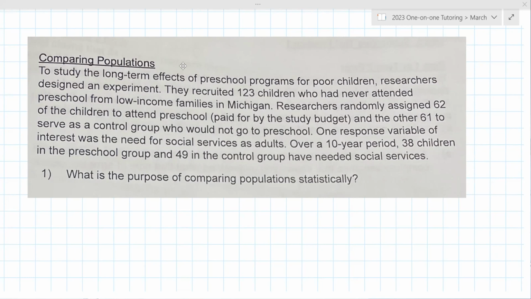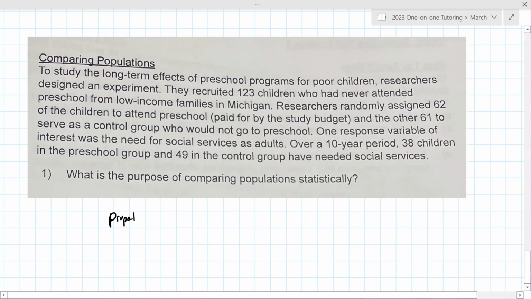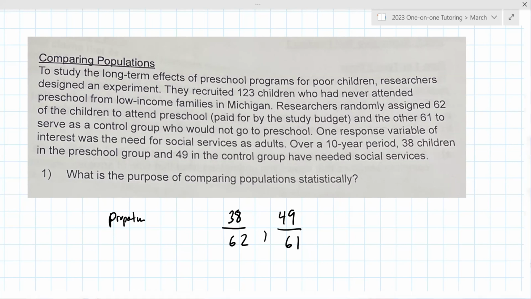Okay, this is a proportion. There's 38 out of 62 and 49 out of 61. We care about those that have the need for social services, and 49 in the other. This is actually the type of research that is done. Although I don't know this specifically, this is the kind of research that is done. So, does the data pass the normalcy test? That's question 2.